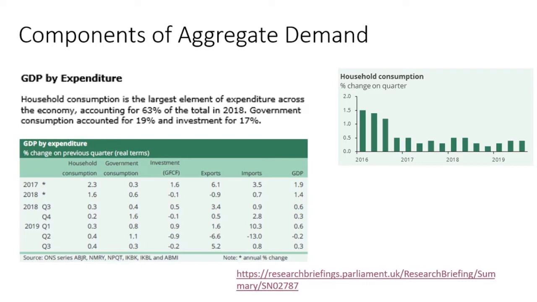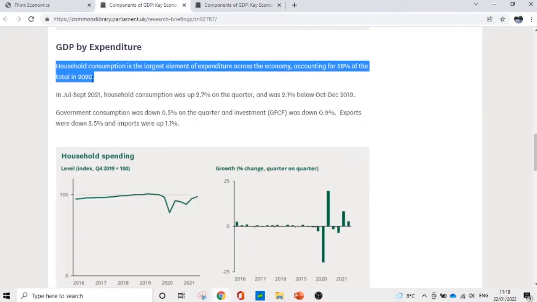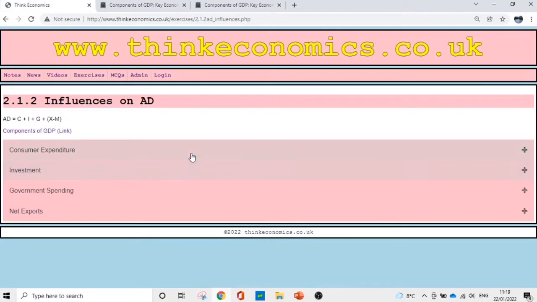So yeah, and the important thing to be able to do with the components of aggregate demand is to be able to explain what influences them. So the things that influence aggregate demand, let's talk through consumption. This resource on the website is really good because it goes through each one of them in turn: consumer expenditure, investment, government spending, and net exports.